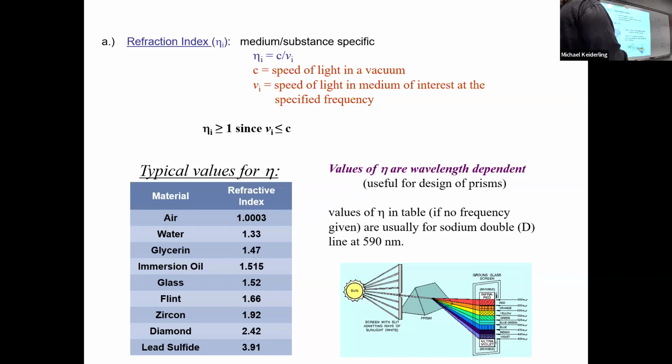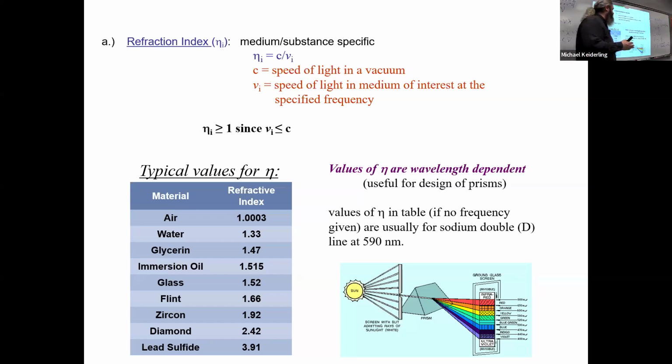Flint's 1.66, zircon's 1.92, diamond 2.42, lead sulfide is 3.91. And you don't get much more than about 4 or 5 in everyday stuff. I mean, the highest that's ever been achieved is like several million, but that's under very special conditions in a lab, where you had a specially excited group of atoms that were acting. People can get it almost arbitrarily.